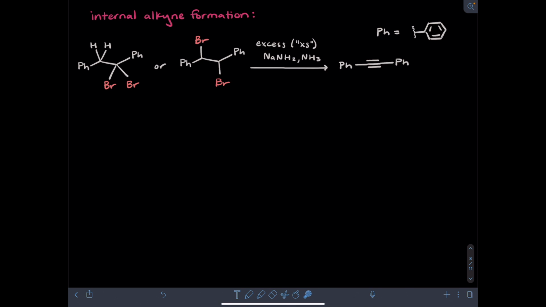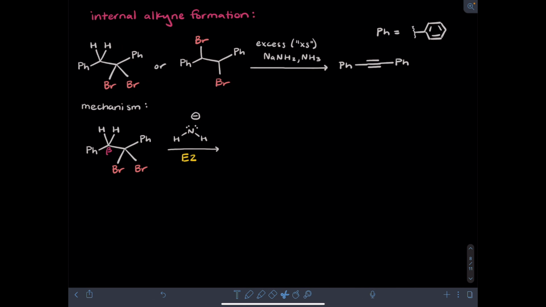In each case, I'm treating the starting material with an excess amount of NaNH2 in NH3, a solvent. The reagent here that you need to pay attention to is the NH2-. You can ignore everything else. And the product is going to be this internal alkyne. I'm using Ph to stand for the phenyl substituent.